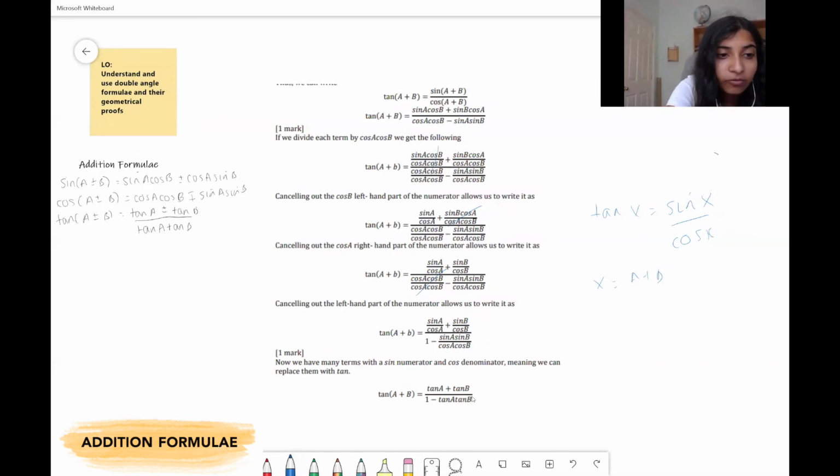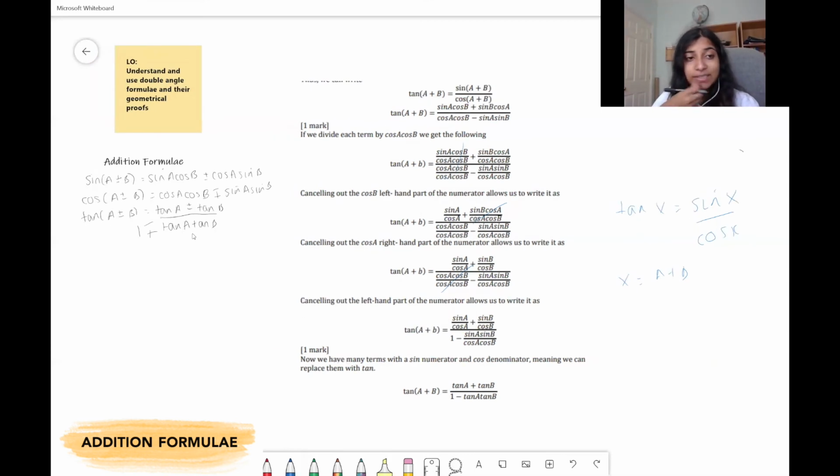So let me just write this properly. If we look over here, that's the same. So tan(A+B) should equal tan A plus tan B over 1 minus tan A tan B. And then if we were to do tan(A-B), you just substitute those signs, and you'd get tan A minus tan B over 1 plus tan A tan B. So yeah, that's just the proof for all three addition formulae.